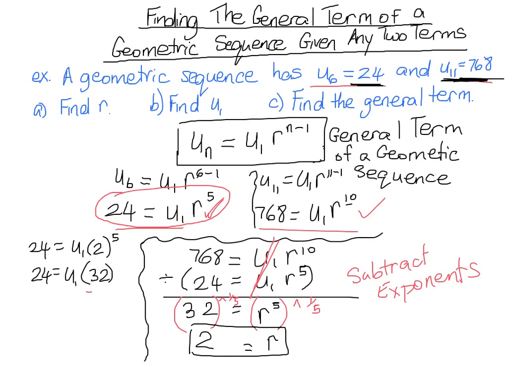In order to figure out what u1 is, we're trying to isolate it, which means we have to divide both sides by 32. And we will get that u1 is equal to 0.75. So now we know u1 and we know r.